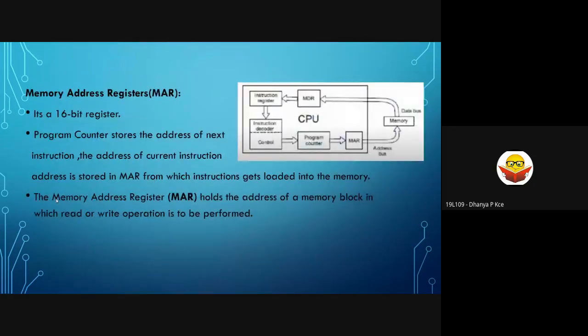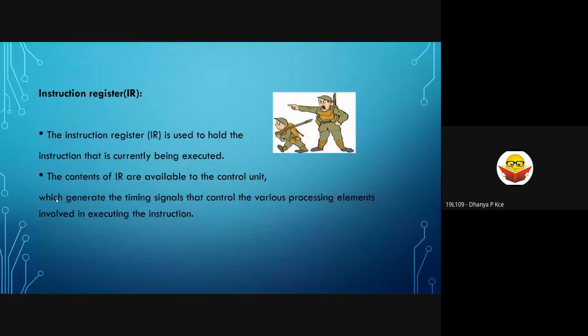After fetching that instruction, MDR will pass that instruction to the instruction register. The instruction register is used to store the instruction, and it will consist of the instruction which we have typed. Our opcode is nothing but our instruction, so that will get stored in the instruction register.